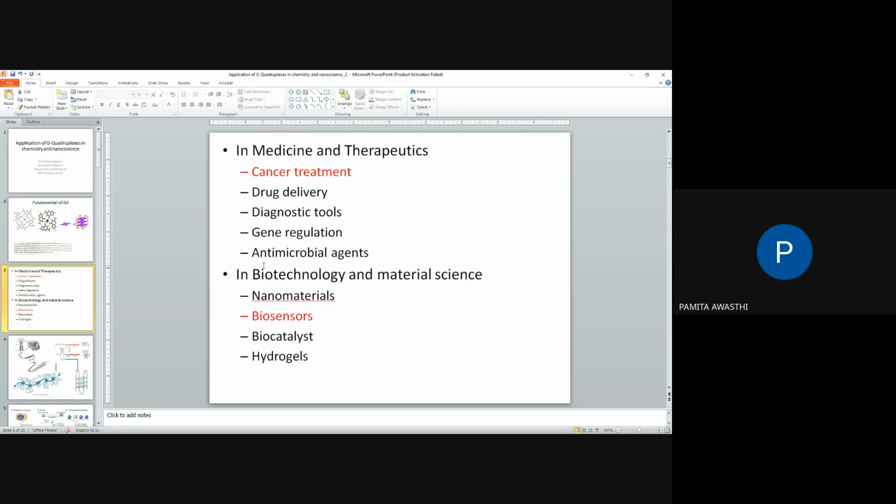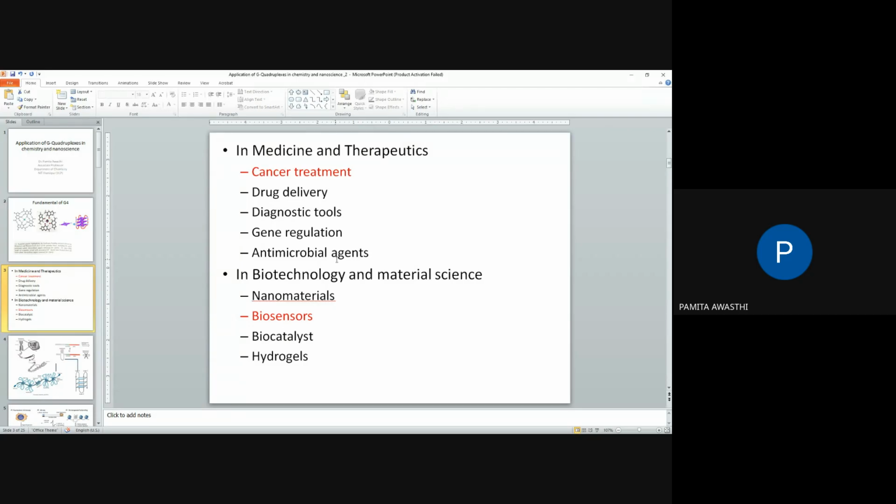G quadruplexes can be exploited in designing antimicrobial agents by targeting their formation in the pathogen. So if you have attended Professor Berthwal's lecture, or if not, please go through her lecture. She has very well explained that quadruplex structures have also been found in viruses as well as bacteria. So this is one of the very important applications.